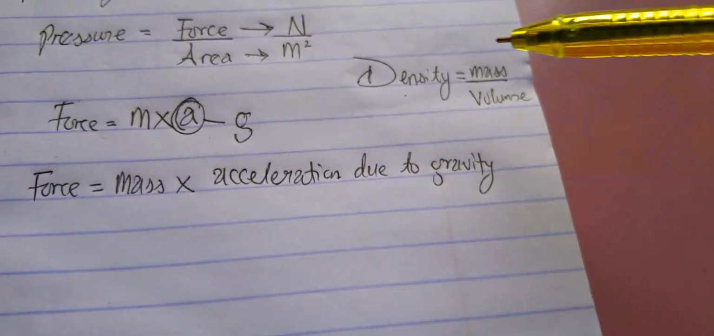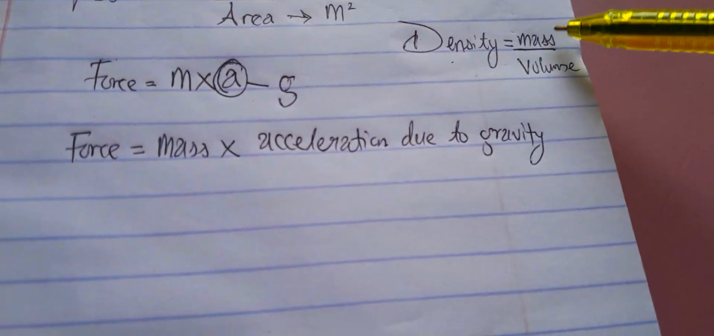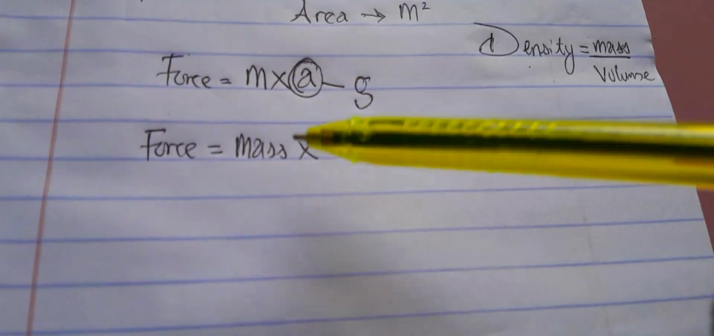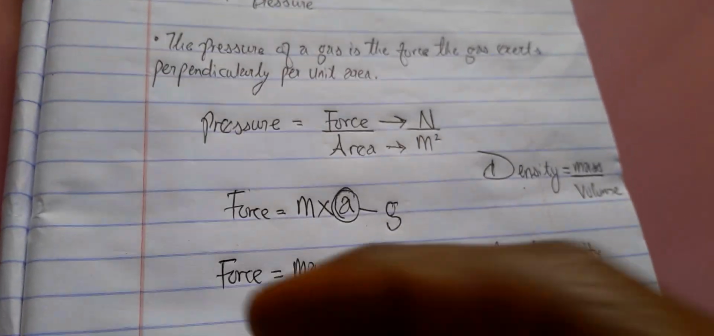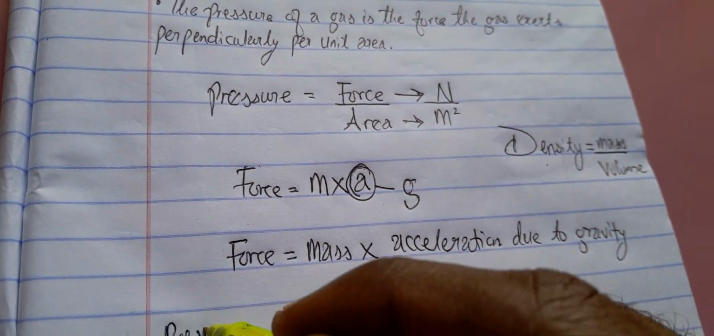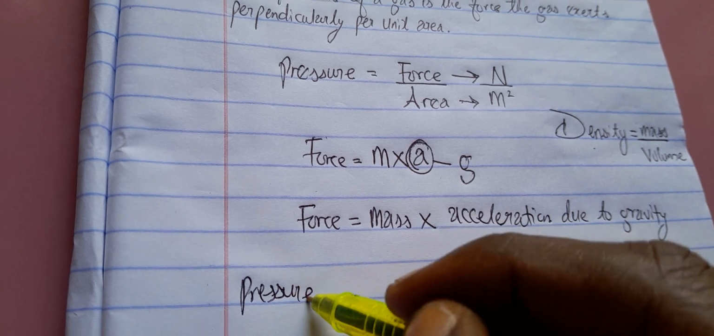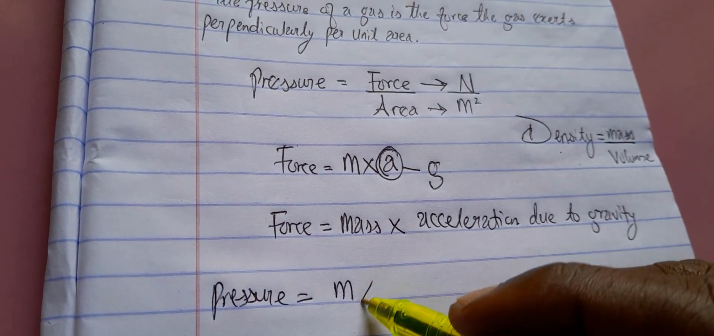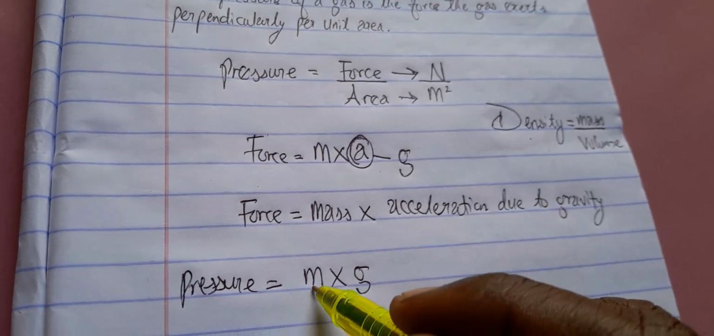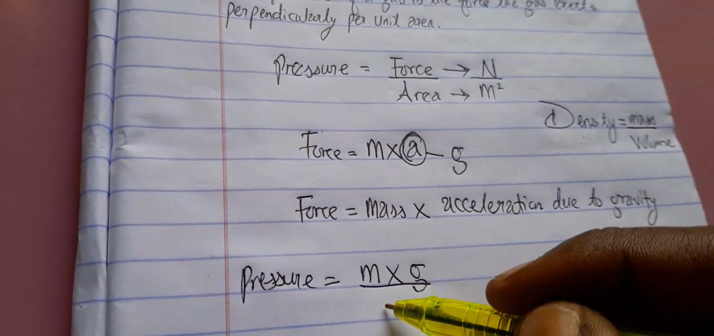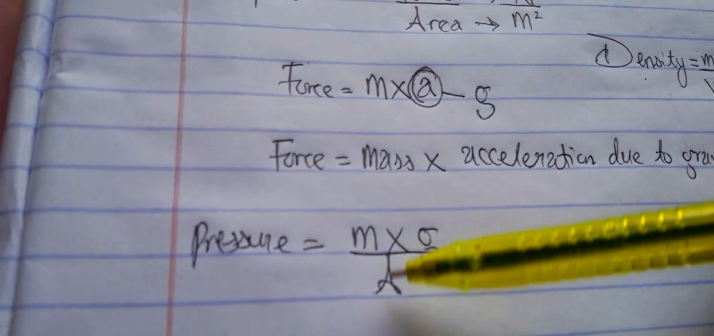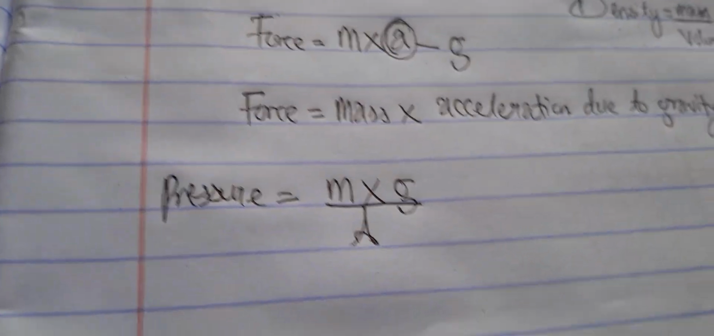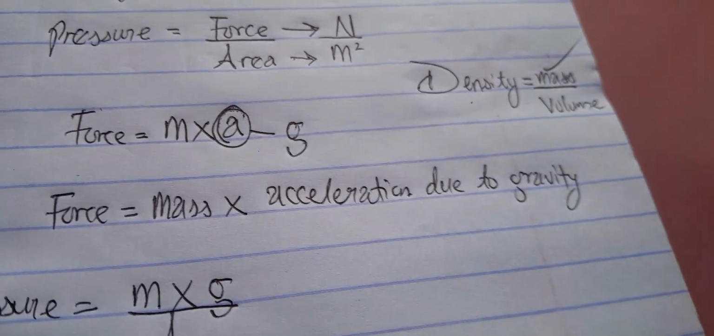Now you can see that from density we're already having mass. It's already looking like that. So I can say pressure now equals M times G over my area. Mass times acceleration due to gravity over the area. Now, mass has been taken care of.